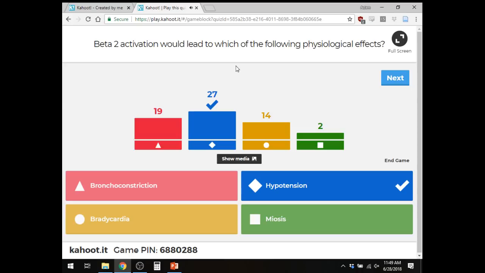Remember, beta 2 activation. Beta 2 typically does what? Relaxes smooth muscle, right? So again, you're going to see in the lungs it's going to cause bronchodilation, which is why it works for asthma, right? You have activation of those receptors there. It can cause smooth muscle relaxation of the vessels, and that can cause hypotension, right?